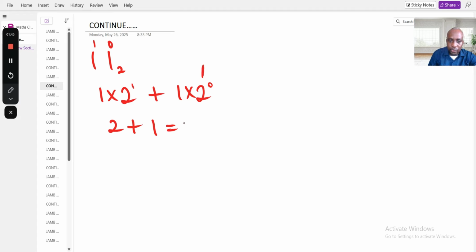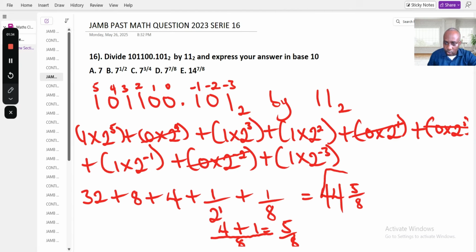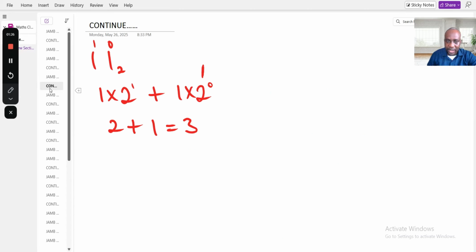Going to give us what? 2 plus 1 is going to give us 3. Therefore, what is the answer we got for the first one that we did? We got 44 whole number 5 over 8. Therefore, we get 44 whole number 5 over 8.